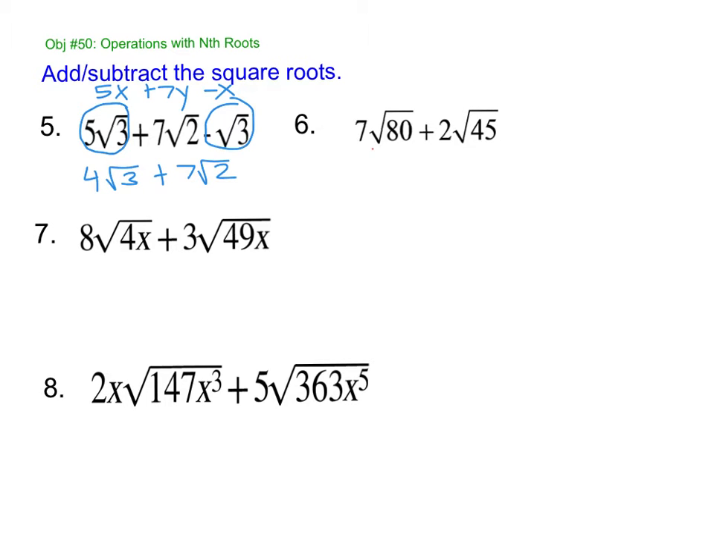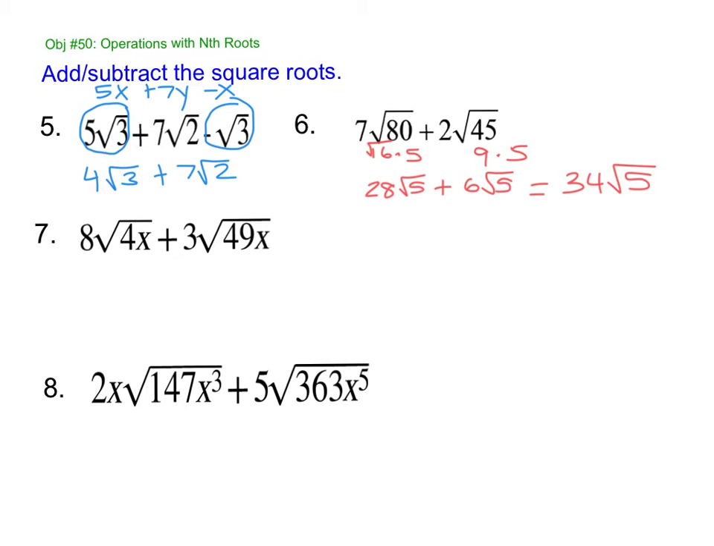So 80 is 16 times 5, and 45 is 9 times 5. Notice the perfect squares are both being multiplied by the same number, a 5 and a 5. Square root of 16 is 4. 4 times 7 is 28. So we get 28 root 5. Square root of 9 is 3. 3 times 2 is 6 root 5. Now our radicand is the same, so we are allowed to add those together, and we are done.